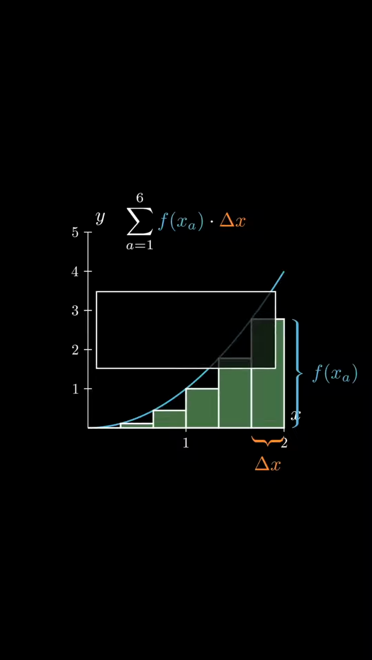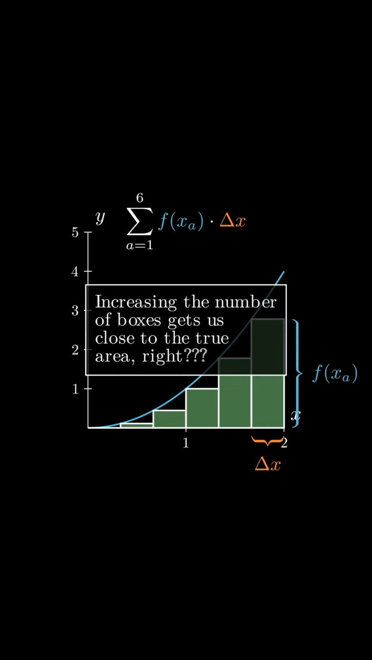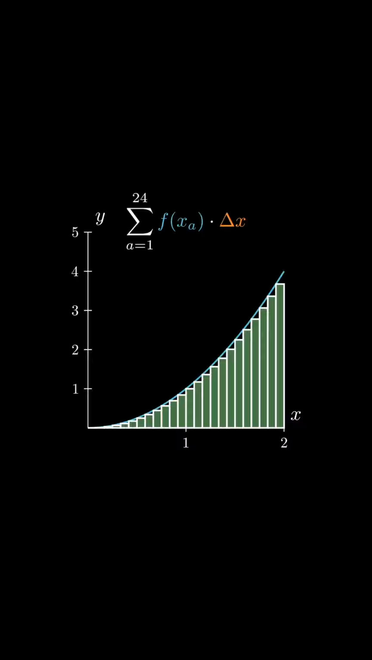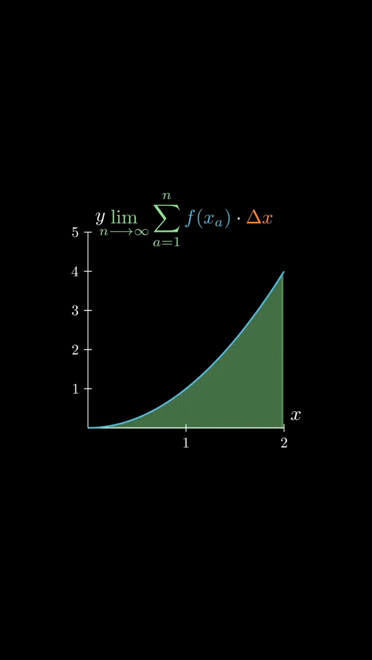But how can we fix this? Well, we can just increase the number of rectangles, right? Let's try that. And as you can see, increasing the number of rectangles makes our estimate of the area under the curve more and more accurate. And as the number of rectangles that we use approaches infinity, so the limit as n, the number of rectangles, approaches infinity, our estimate is closer and closer to the actual area under the curve.